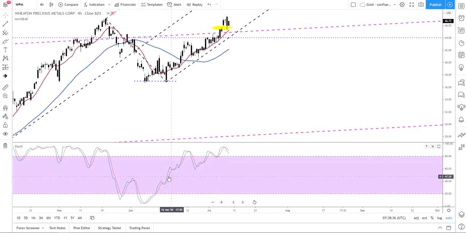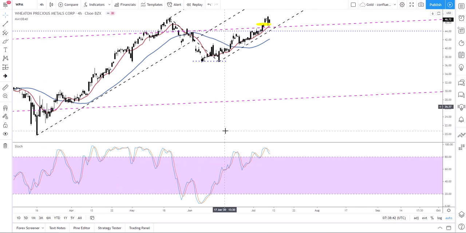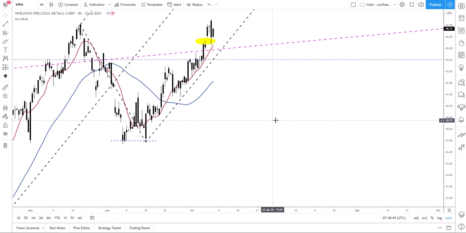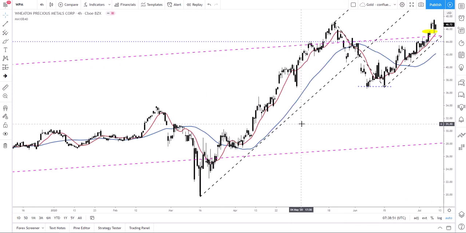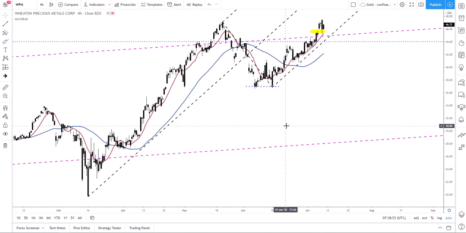Stochastics, that's my fuel tank. Fuel tank is full. If price wants to go higher from here, it certainly has the energy to do so. And along those lines, let me reset. Yeah, boy, that's a pretty picture.